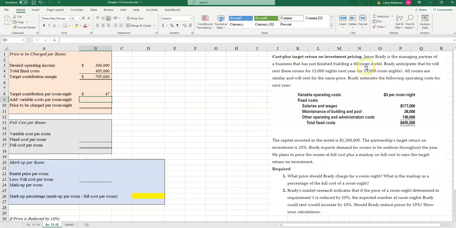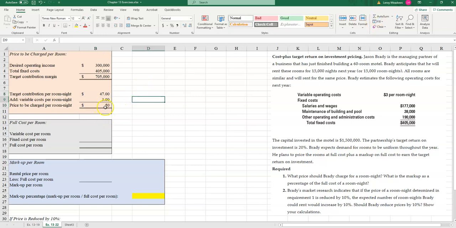Now we figure out our variable costs. And what are our variable costs? We are told that our variable costs are what? Here, $3 per room night. So how much is that? So my total selling price then should be what? $50.